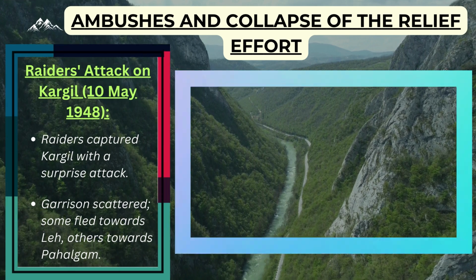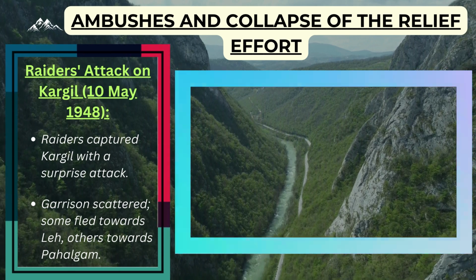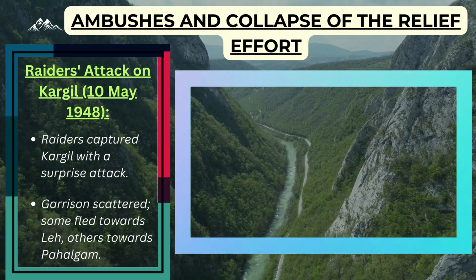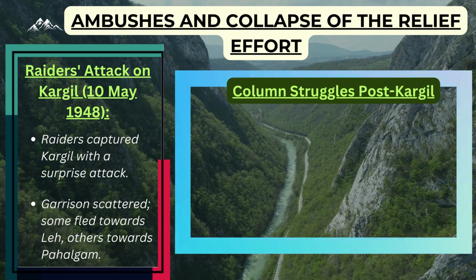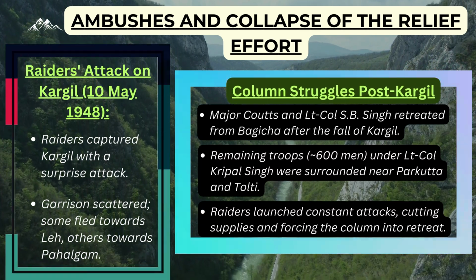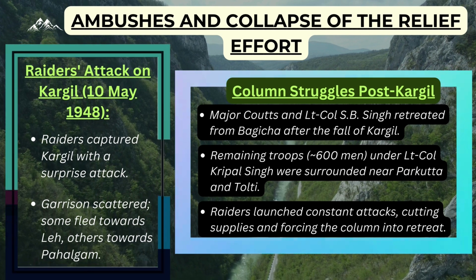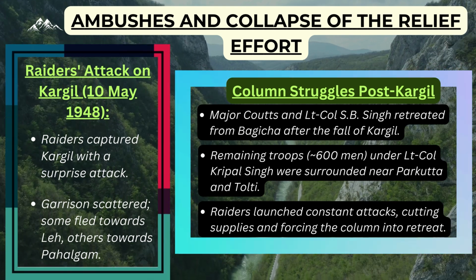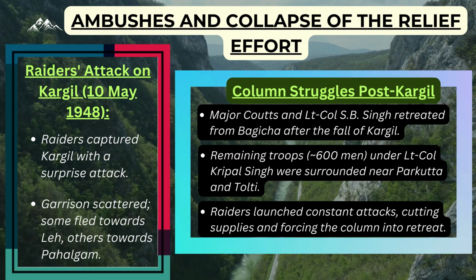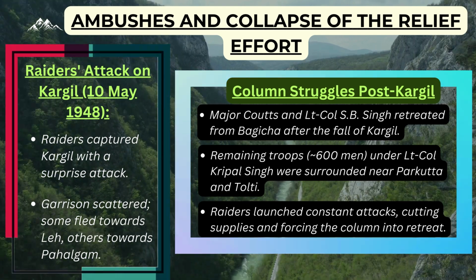Dosto, after the fall of Kargil, the situation for the relief columns worsened significantly. Let's discuss the column struggles post-Kargil, where the troops faced relentless attacks and a complete breakdown in their operations. Major Kauts and Lieutenant Colonel S.B. Sinha retreated from Bagicha after Kargil's fall, abandoning any hope of advancing further.